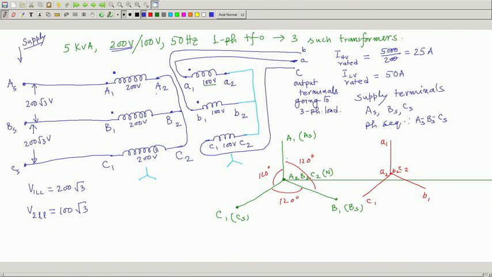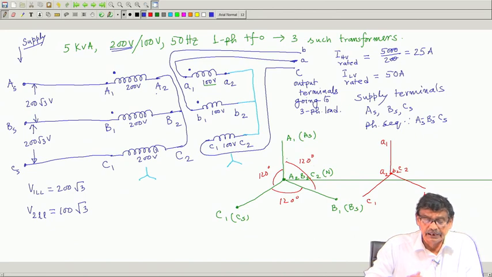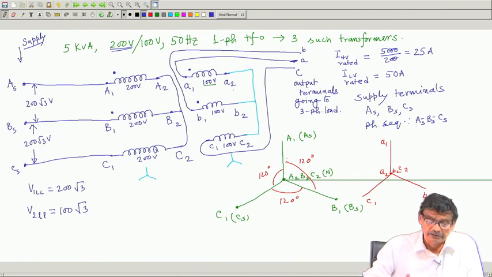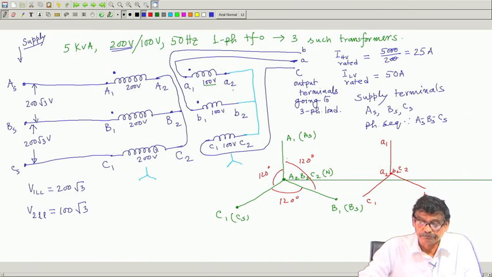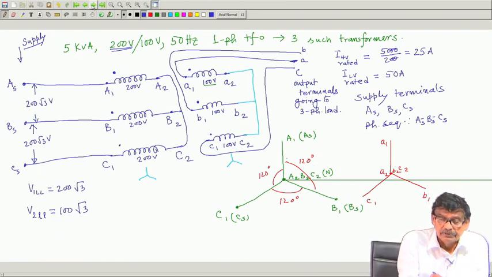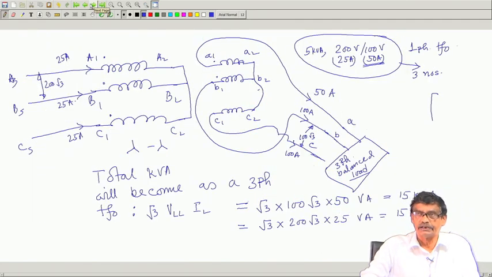Because three transformers are there, I will name them A transformer, B transformer, C transformer. Capital A 1, A 2, small a 1, a 2 are respectively high voltage and LV side terminals, and I have presumed that these 1 terminals are the dots for all the phases. Anyway, then I told you how to make a successful star connection.